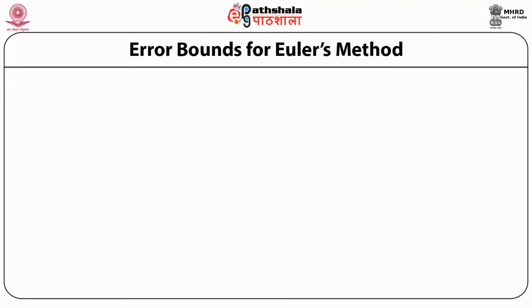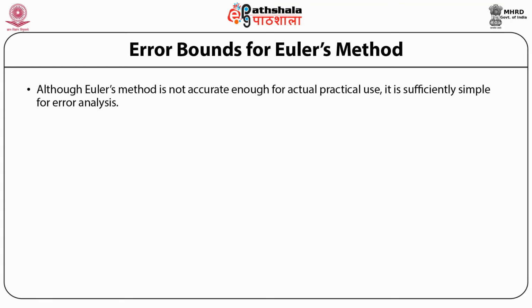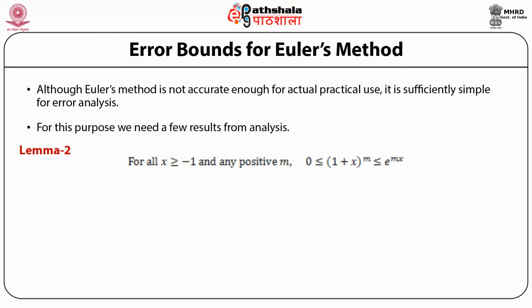Now let us study the error bounds for Euler's method. Although Euler's method is not accurate enough for actual practical use, it is sufficiently simple for error analysis. For this purpose, we need a few results from analysis. Lemma 2: for all x greater than or equal to minus 1 and any positive m, 0 is less than or equal to (1 plus x) to the power m, which is less than or equal to e to the power mx.